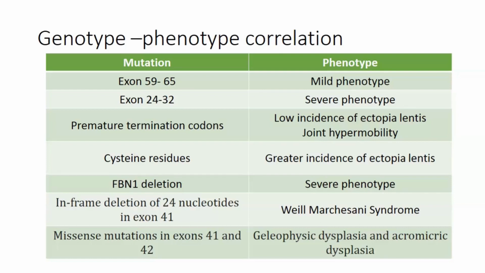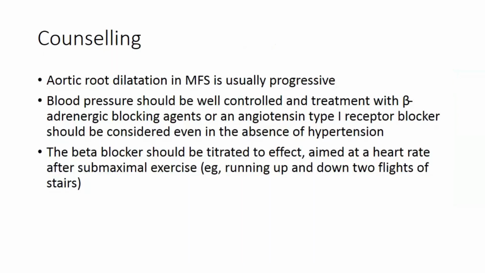So management, again, we skip through this, and counseling, we have to tell them that this aortic root dilatation is progressive. It cannot be controlled. Blood pressure should be managed. Beta blockers should be titrated. And if needed, surgery should be offered to these patients, because it has been shown that offering surgery timely can prolong their life by as long as 25 years.